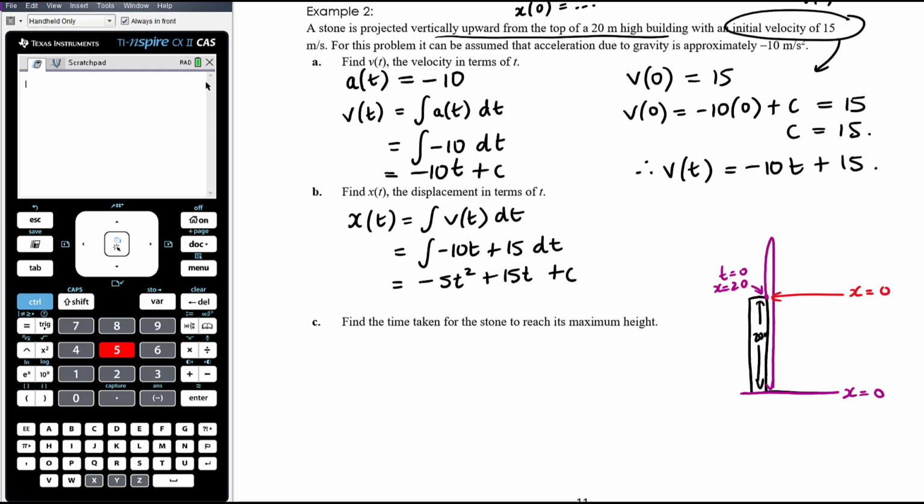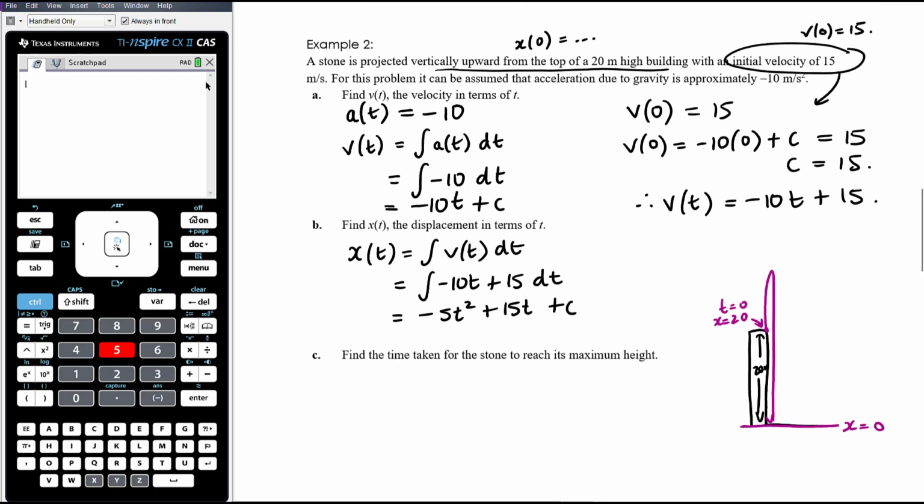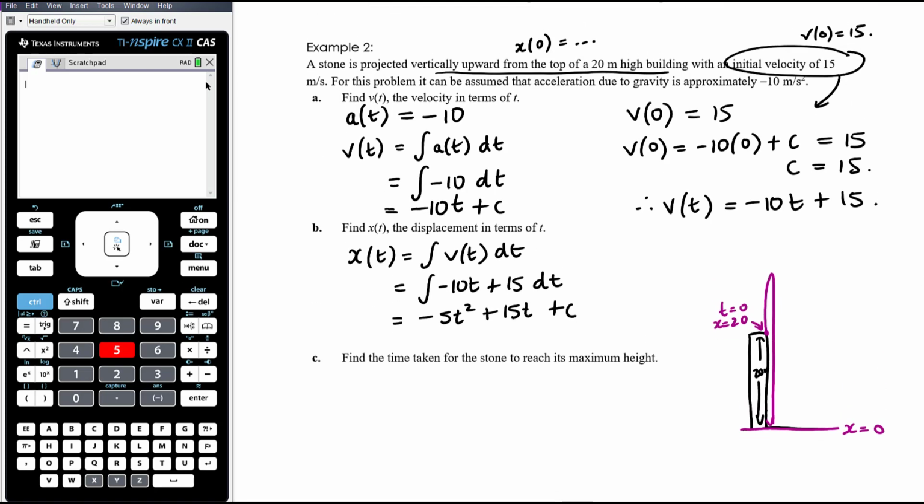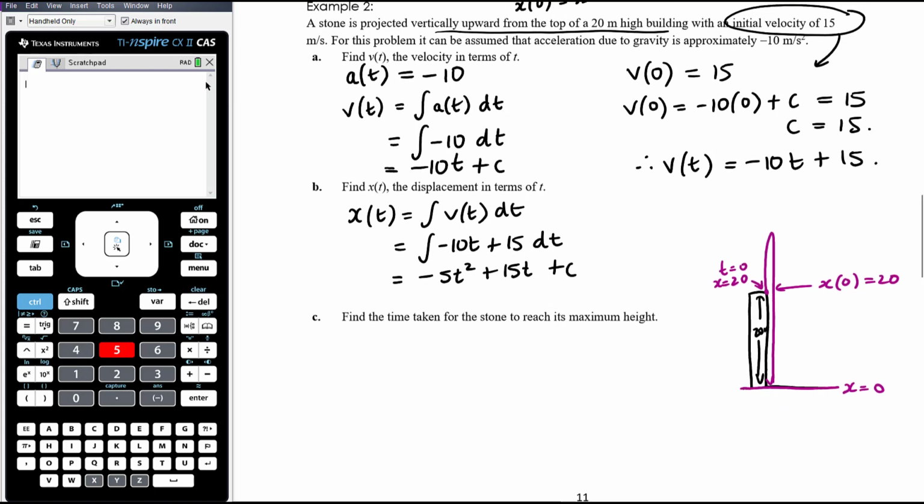I'm going to define the displacement relative to the ground. I'm going to use the purple structure. I think that's easier. I'll come back and have a look at what happens if we do it the other way. So I'm going to say that x of 0 is equal to 20. My initial displacement is 20. Alright, so let's use that.